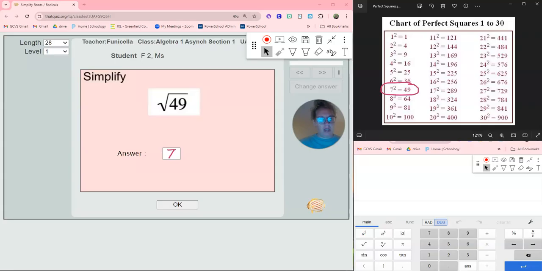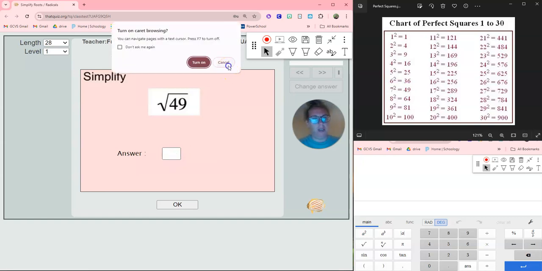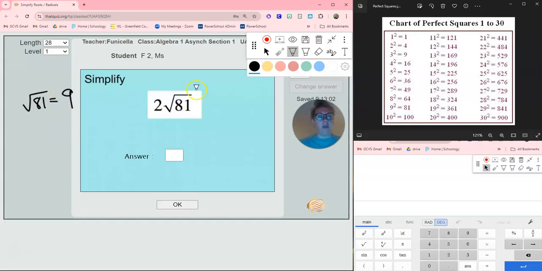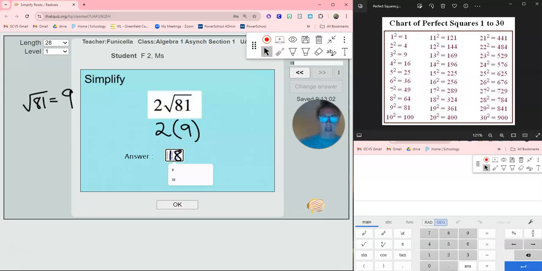Beautiful. Then I'm going to hit OK. So we typed in 7 and hit OK. Here's the next one: 2 times the square root of 81. Well, the square root of 81 is a perfect square. We see it on our list. 9 squared gets us 81. So this problem is essentially saying, what is 2 times 9? Which of course gets us to 18. So you're going to plug in 18 and hit OK.